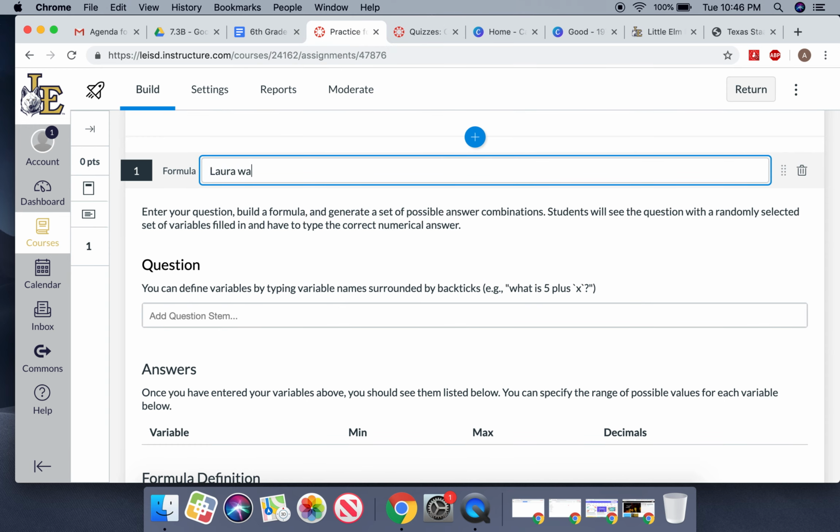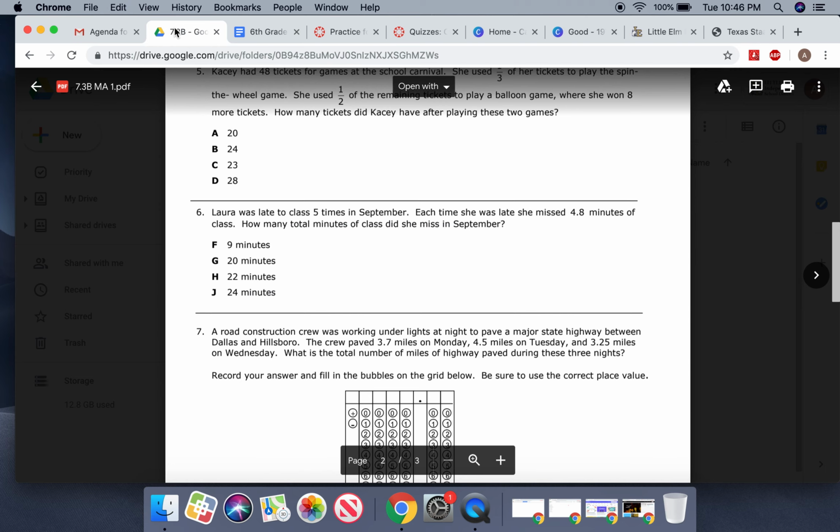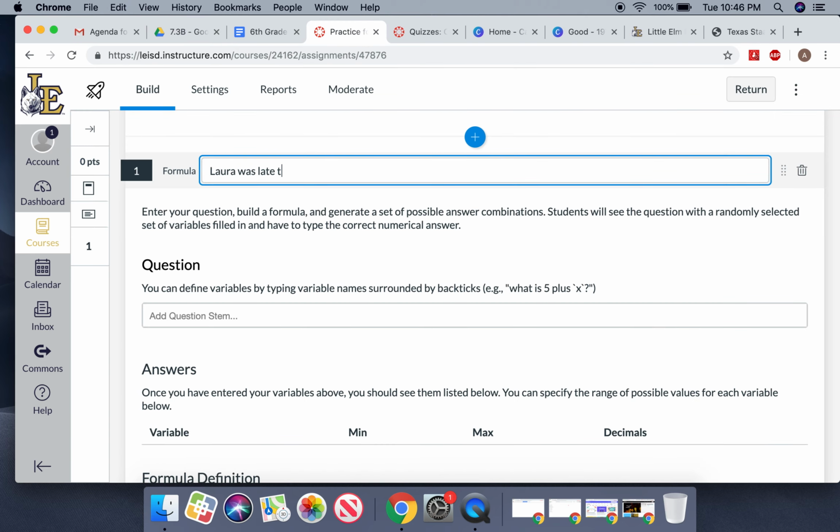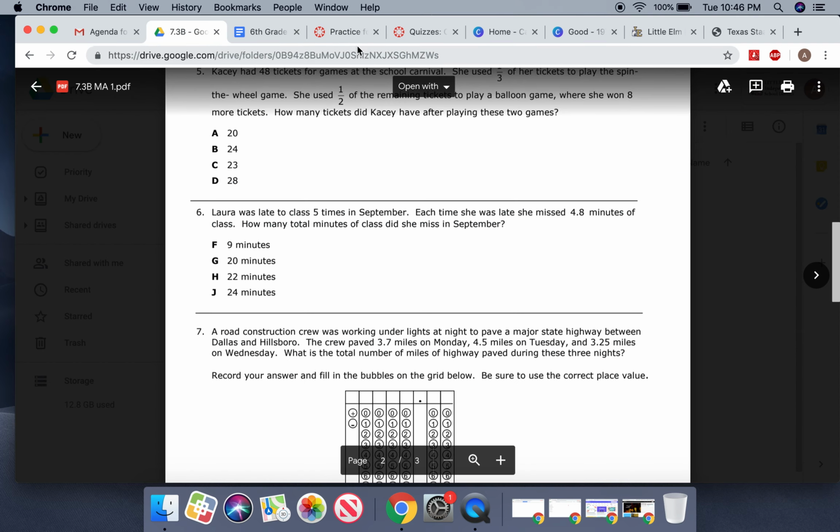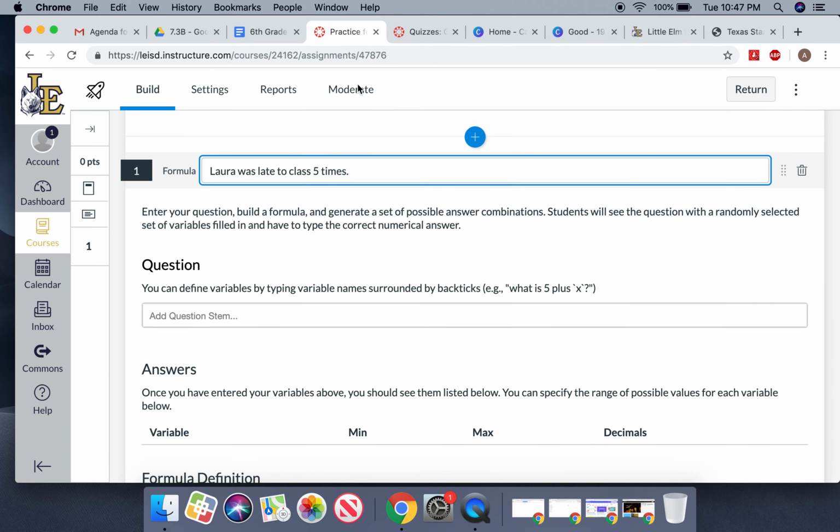Laura was late to class 5 times. Each time she missed 4.8 minutes of class. How many minutes did she miss in September? And so even most of us, we can understand.